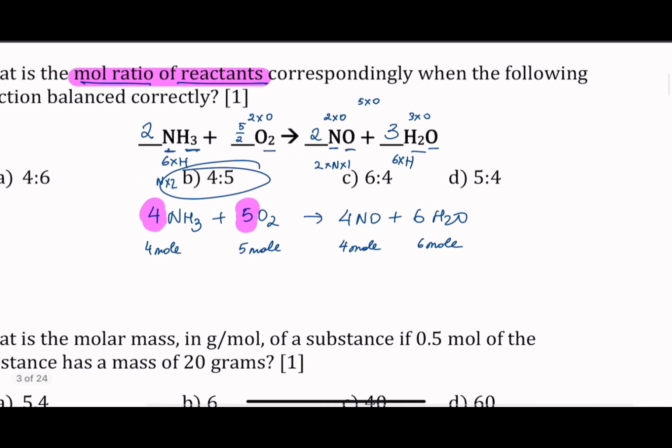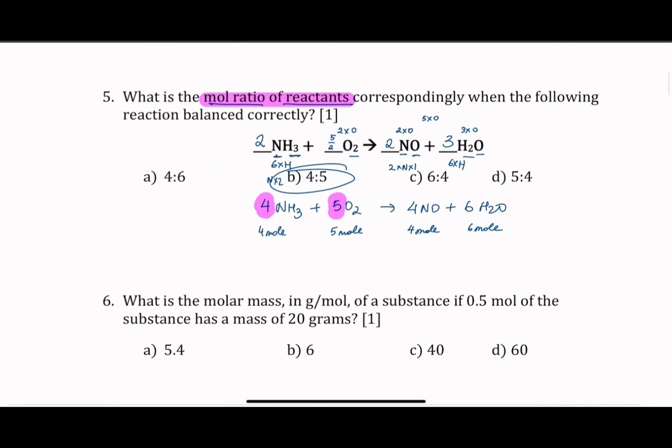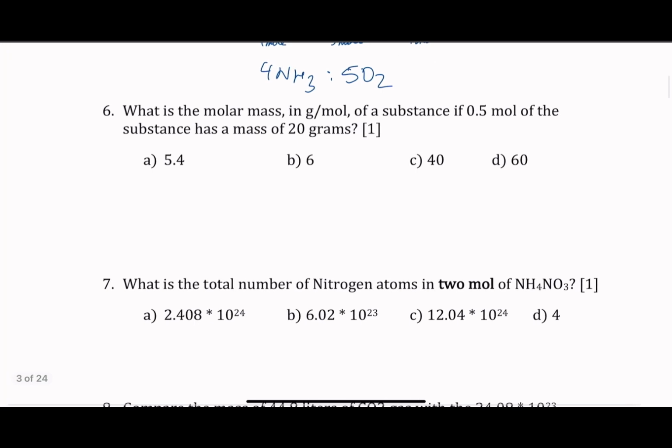Okay, correspondingly, the mole ratio of reactants. It's not 5/4, because we're following this order, the first thing that comes is NH3, so 4 NH3, and then 5 O2. This is the ratio that you have. Okay, so now we're moving on to question 6.